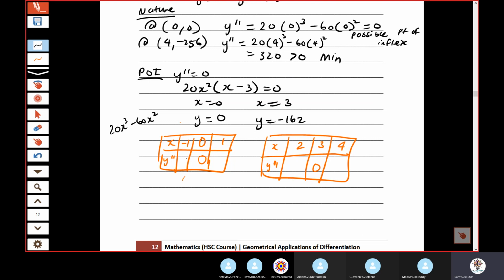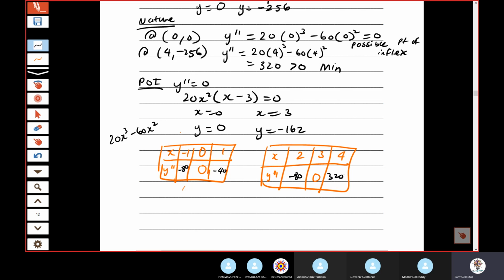Okay, what did we get for y double dash at -1? I think so, I can see that as well. Yep, -80 and 20 take away 60. -40. Not a horizontal point of inflection. Can continue. Next one.